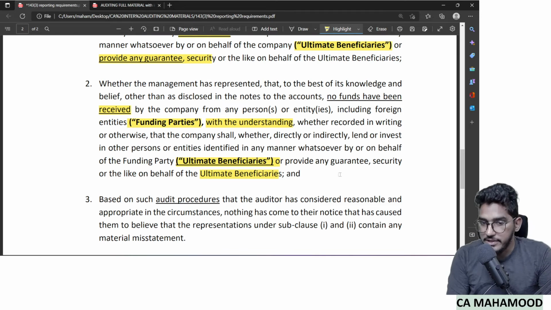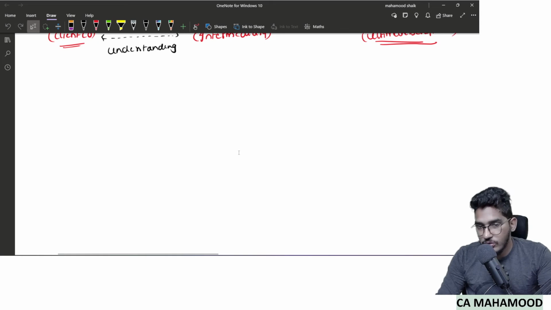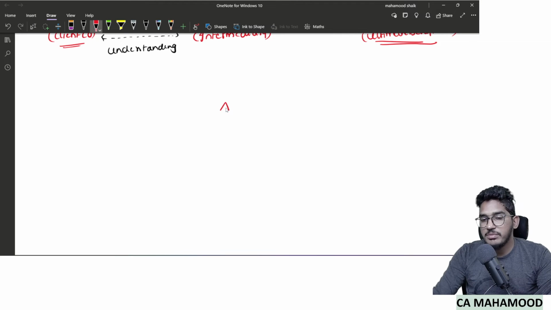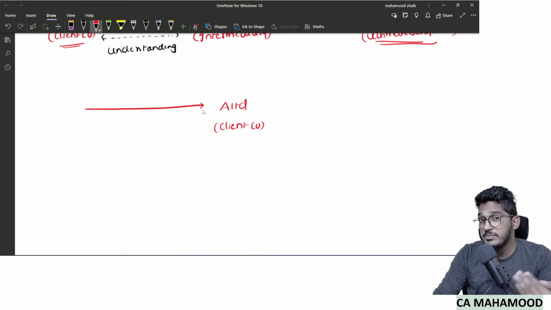Okay, so let me explain now what exactly they are trying to say here. Now they are saying that here also, ask the management to give a confirmation that without disclosing in the notes to accounts, some kind of transactions have not happened. What is that kind of transaction? Assume my client company is here now, A Limited. This is my client company. My client company should not have received funds. In the previous case, my client gave the funds.